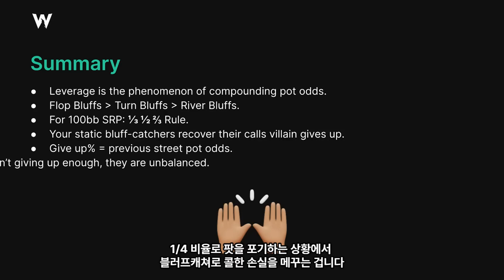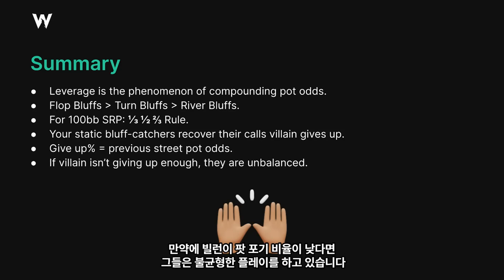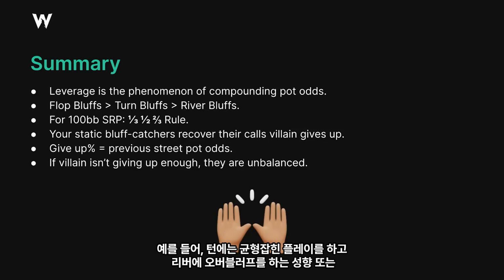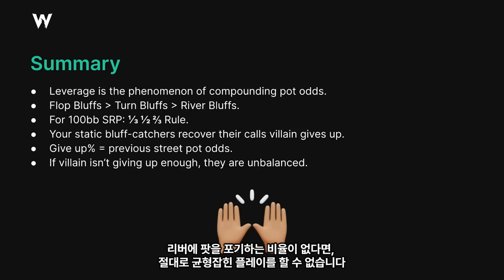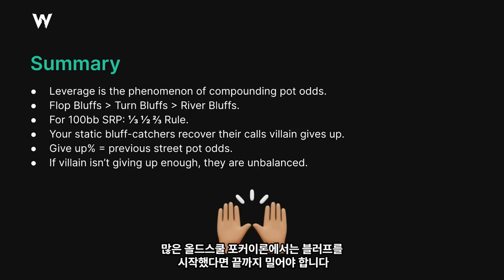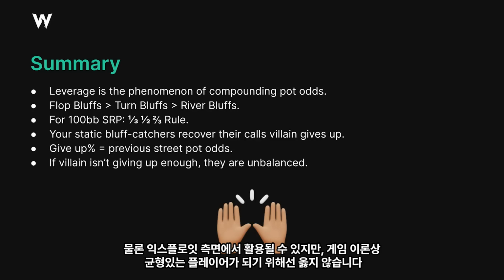And finally, if villain isn't giving up enough, they're unbalanced in some way. So either they're balanced on the turn, but then they're over bluffing the river, or they're under bluffing the turn and then correctly bluffing the river, or somewhere in between there. But it is impossible to be balanced if they don't have give ups. And so a lot of old school poker theory said, you should just never give up with a bluff. If you're going to bluff, just pull the trigger all the way through. Well, that might be fine exploitative advice sometimes. It disagrees directly with game theory, which says you actually need give ups in order to achieve a balanced range.